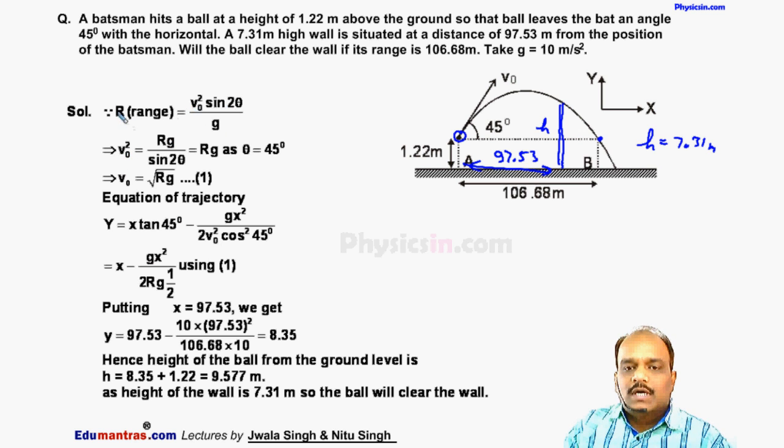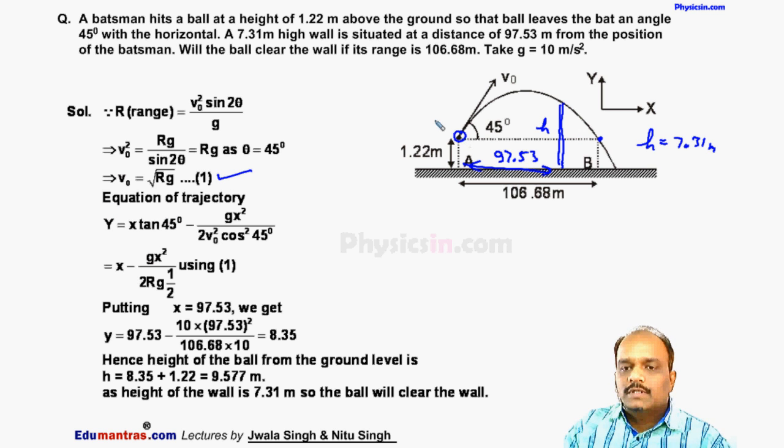V naught square is range into g divided by sine 2 theta, and we know sine 2 theta is sine 90 degrees, which is 1. So V naught square is R into g, and V naught is root over Rg. This is our first expression.